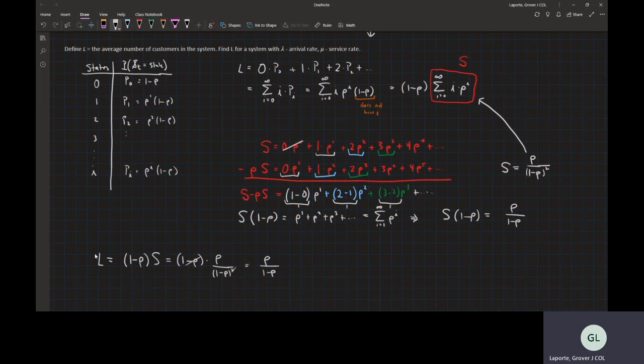Now this will work. This formula is not that big a deal. It's not hard. But the one that you'll probably see if you're reading in another book is that they take rho equal to lambda over mu and substitute that back in. So you get lambda over mu, and then 1 minus lambda over mu.